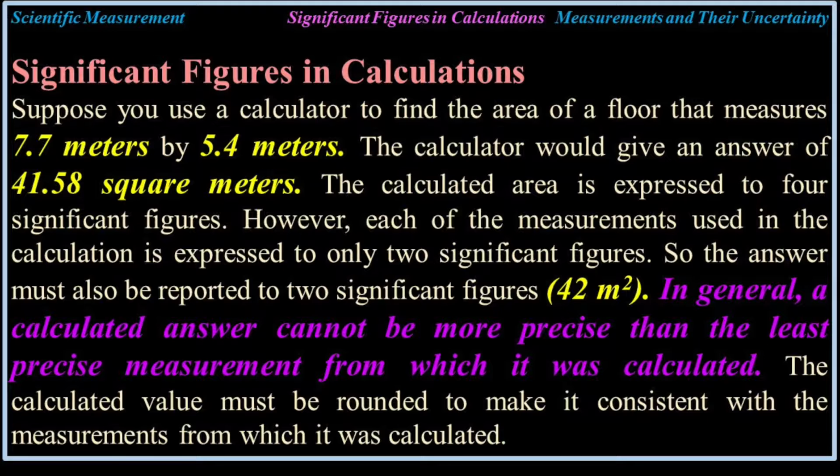In general, a calculated answer cannot be more precise or more accurate than the least precise measurement from which it was calculated. The calculated value must be rounded to make it consistent with the measurements from which it was calculated. That's worded very poorly, but I'll make things a little bit more clear in class, but it's okay, it's not bad.